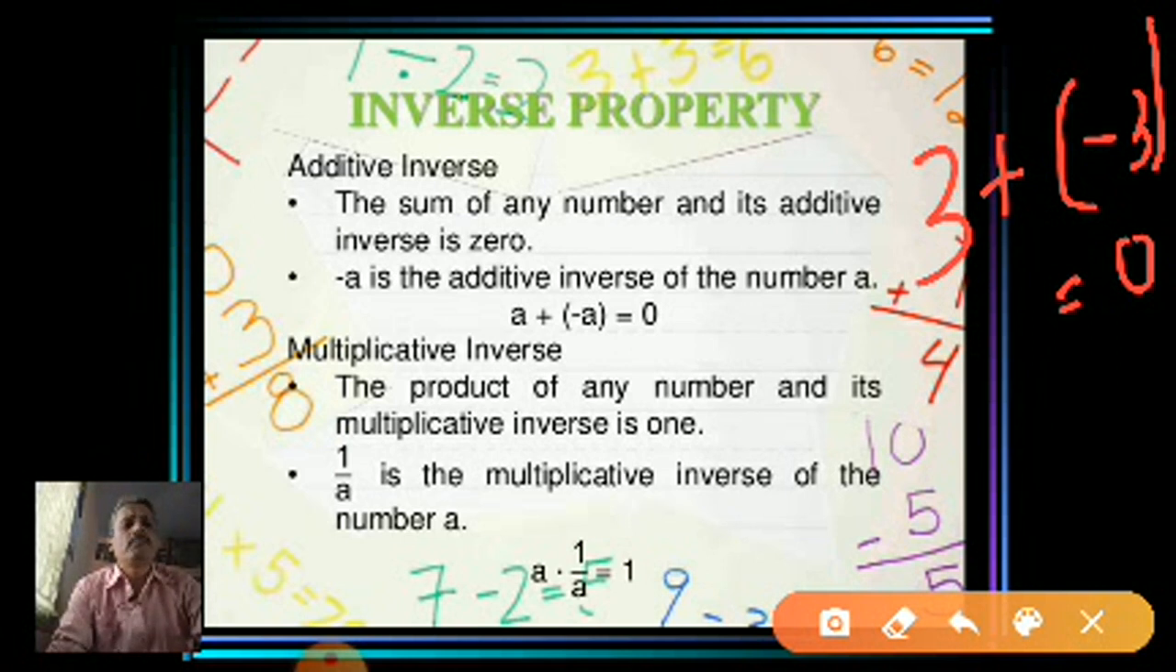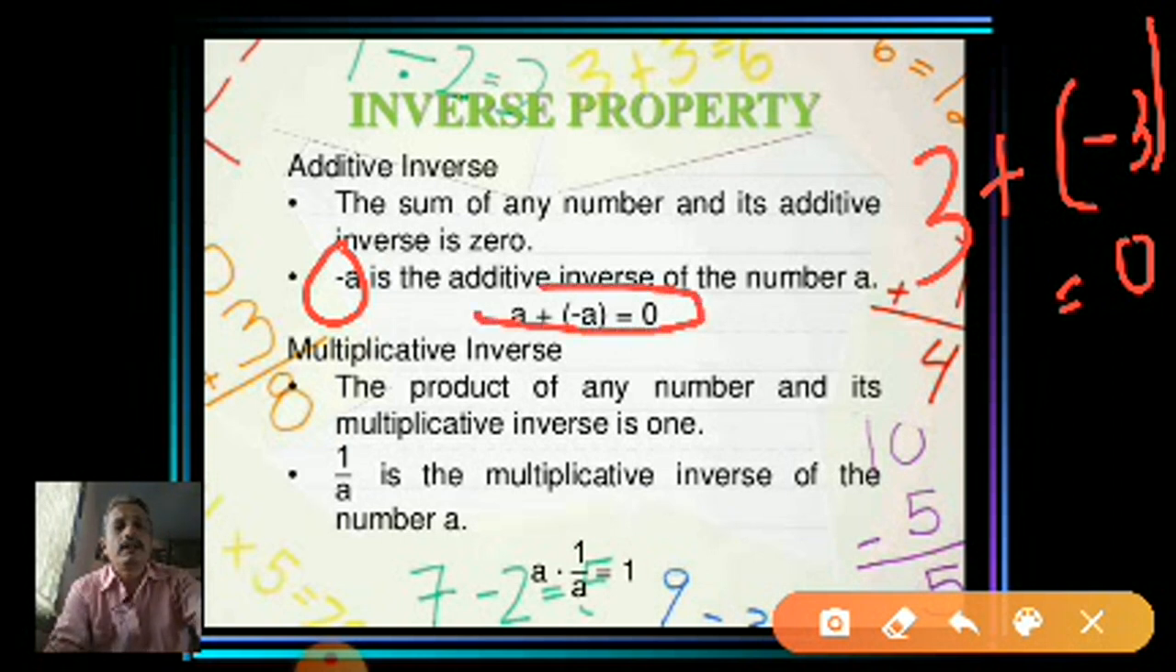The sum of any number and its additive inverse is 0. Minus a is the additive inverse of the number a. When these both numbers are added, it gives the answer 0. Good. Now regarding the multiplicative inverse, the product of any number and its multiplicative inverse is 1.